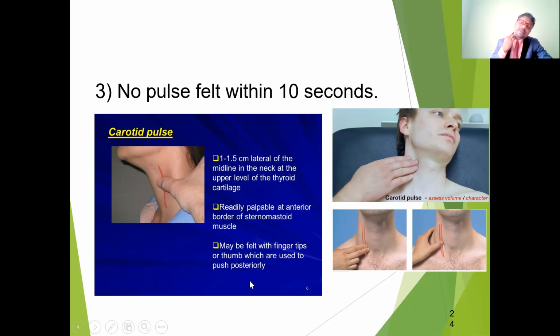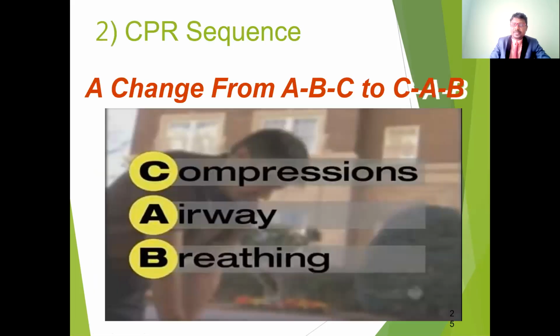So slowly we can press it. We are going to palpate in between the sternocleidomastoid muscles, and also in between the windpipe, the thyroid cartilage, and the sternocleidomastoid muscles. So this is the examination, and also how to do the pulse checking.